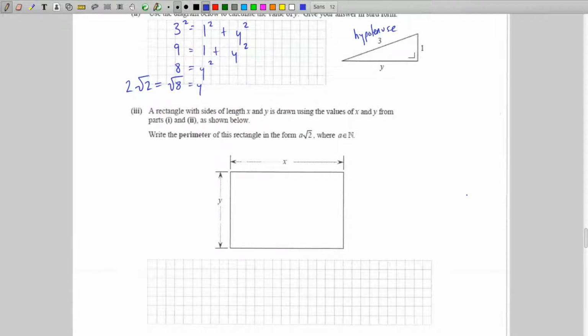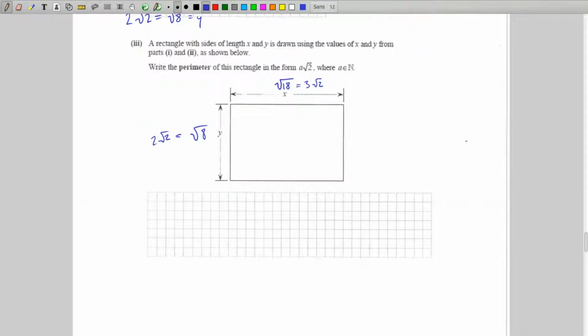The last part of question 7 gives us a rectangle with sides of length x and y. So we already know those lengths. We know that x was root 18 and that y was root 8. And if you want to, you can just say that those are 3 root 2 and 2 root 2 respectively. And we're asked to write the perimeter of this rectangle in the form a root 2, where a is a natural number. So what is the perimeter of a rectangle?